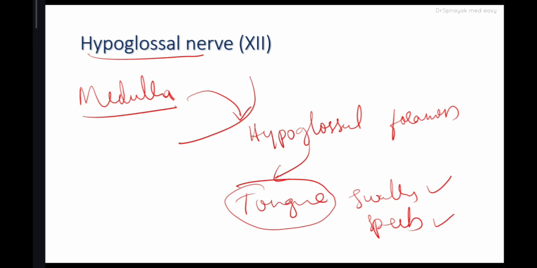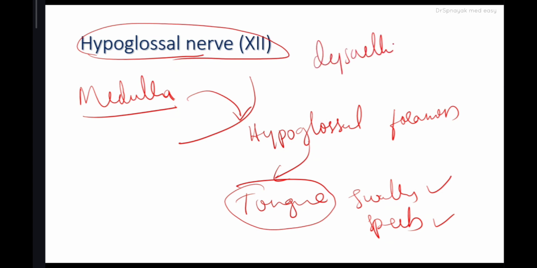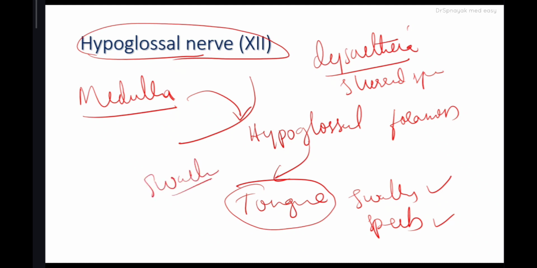Okay, if anybody has hypoglossal nerve injury, it will cause dysarthria. Dysarthria is a condition in which a patient has a disorder in speech, difficulty in speech, or slurred speech. Sometimes it will also cause difficulty in chewing and difficulty in swallowing. Difficulty in swallowing is called dysphagia.